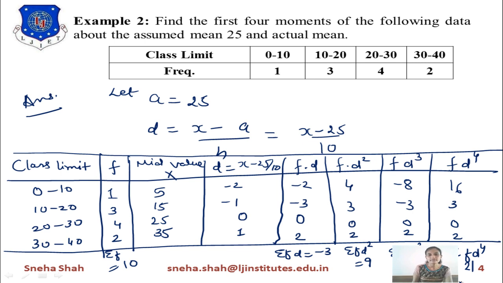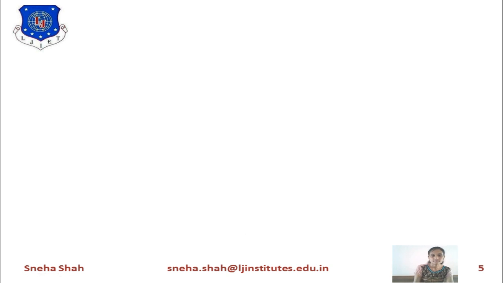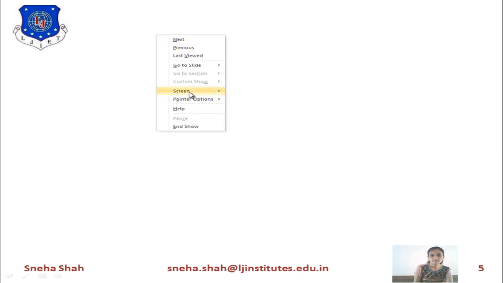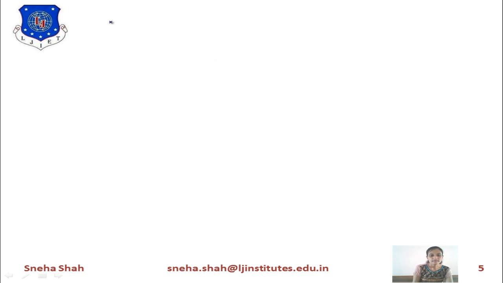Now from this, if we find the value of capital N, the number of samples, its answer equals the summation of f, and the summation of f equals 10. So the value of the number of samples N equals 10. Now from all these values, we will find the moments about the assumed mean.